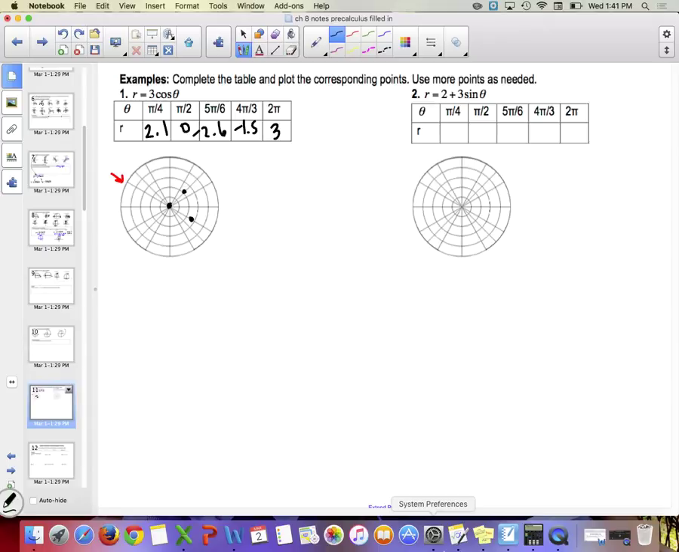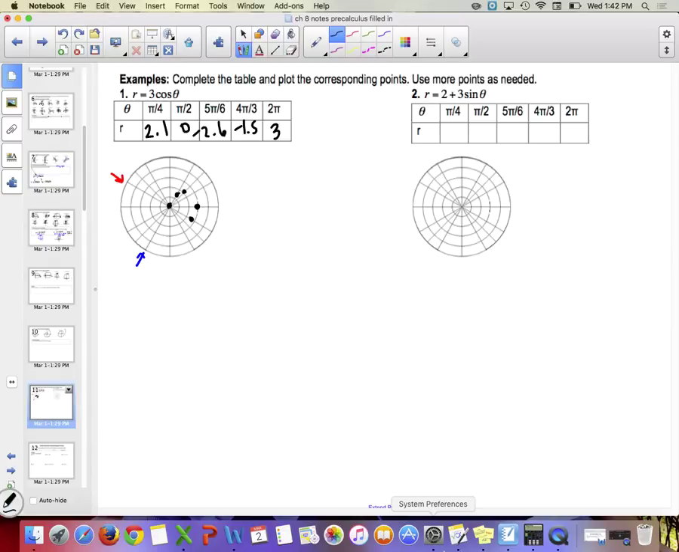And then you go along the 4 pi over 3 line, which is like 1 and 1/3 pi. It's this one right here. And you go backwards 1.5. Okay, and you go along the 2 pi and you go out 3. So you get a series of points. And this is what makes it difficult, because if you don't know these various shapes, you're going to have a hard time figuring out what it is without graphing a whole bunch of points.